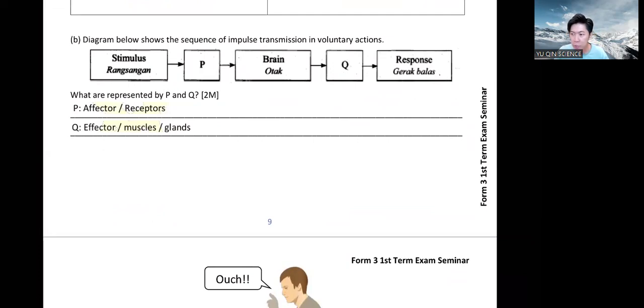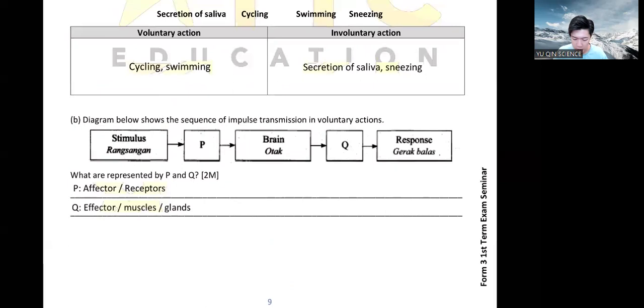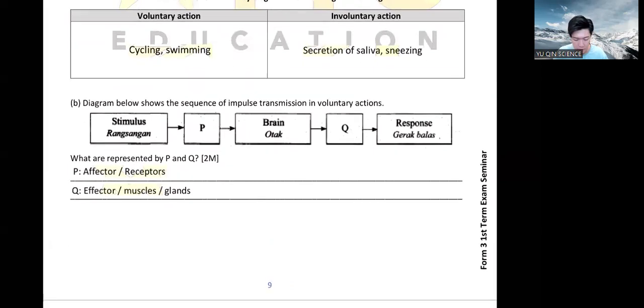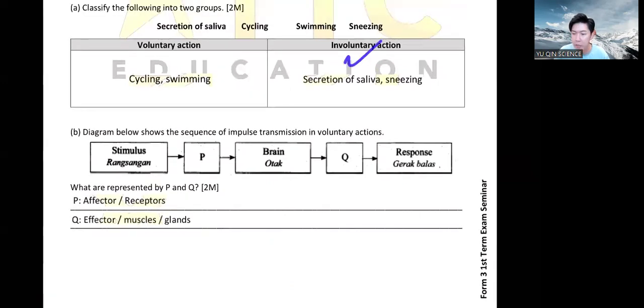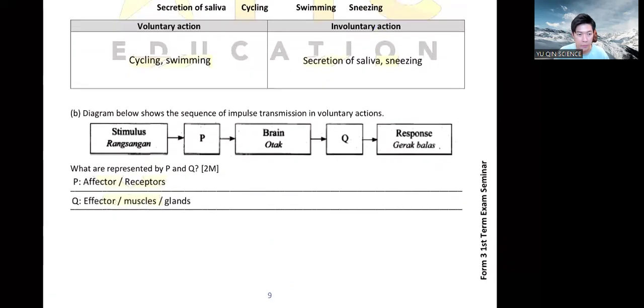What is secretion? Secretion means release. What about saliva? Saliva is alkaline. Saliva is involuntary. Okay.